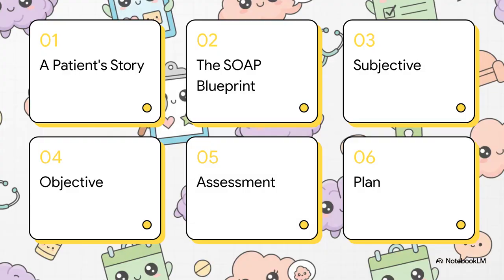So here's the game plan. We're going to start with a patient's really high-stakes dilemma. Then I'll introduce you to the clinical framework they use to solve it. It's called the SOAP note. We'll break down each part, subjective, objective, assessment, and plan, to see exactly how a diagnosis gets made and how a treatment strategy is actually born.